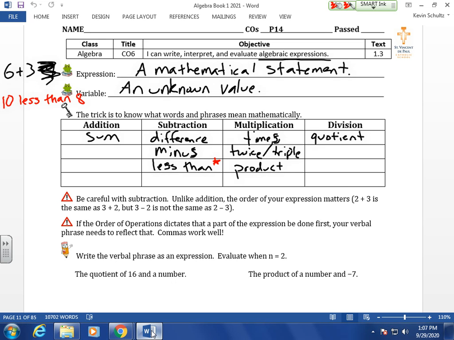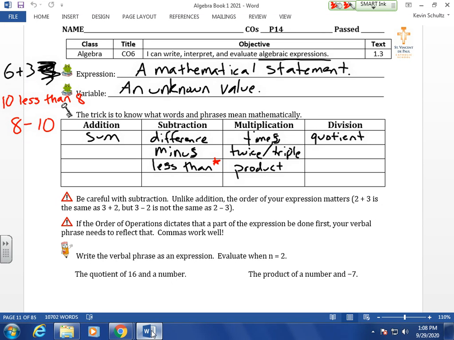Because the 8 is first. Technically, if you wrote it out as an expression, or an equation, the 8 is first, subtracting by the 10. Yeah, the temptation here is to write this as 10 minus 8, because 10 less than means subtraction, and then we have 8. But when you think about what it's actually saying, 10 less than 8 means we're starting with 8, and we're taking 10 less than 8.